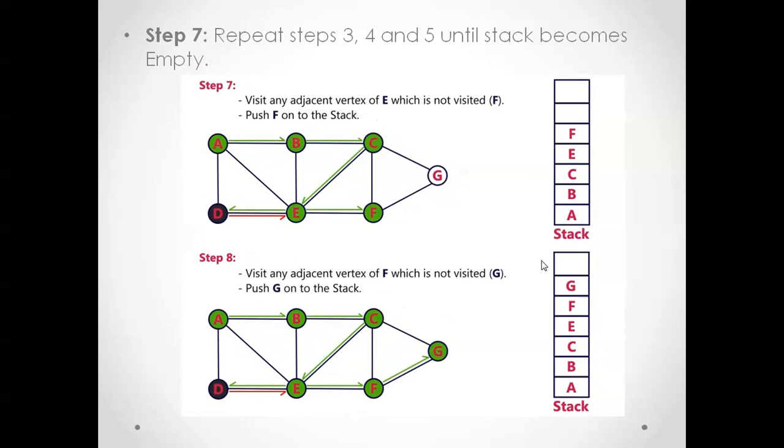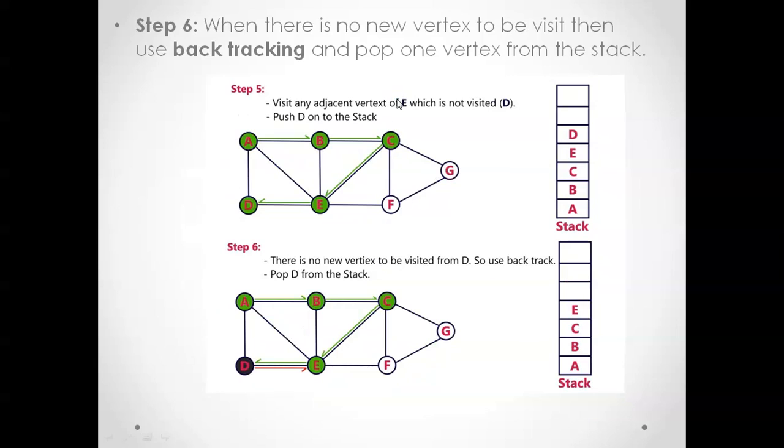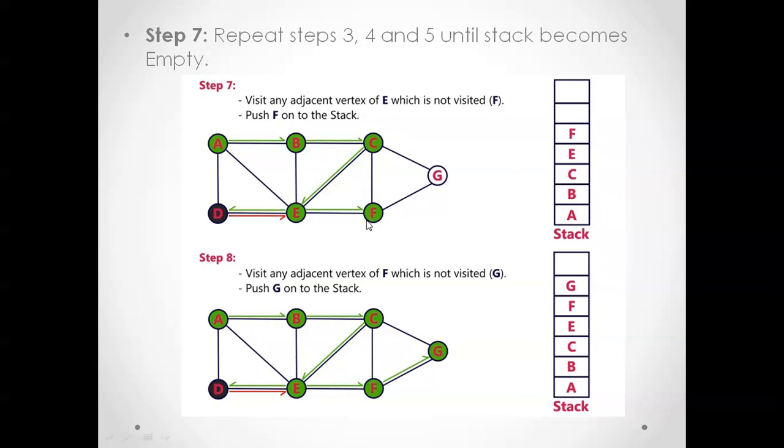Then go to step number 7. Visit any adjacent vertex of E. What are the adjacent vertices of E here? D is already visited, and we came back by backtracking. Now only one vertex is left, F, which is not visited. So now I am going to visit F from E. Whenever you visit a new node, we need to push it into the stack. Now F is pushed into the stack.